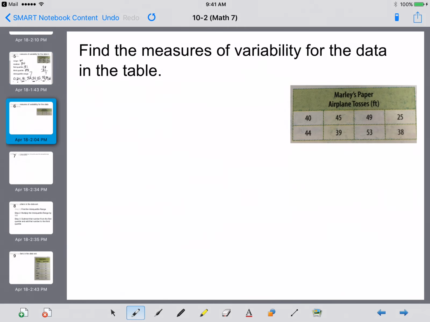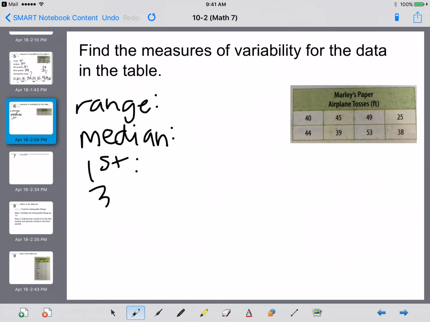So I want you to go ahead and pause and try this part on your own, and then compare with what I come up with. So the things we need to know are range, median. I'm going to start shorthanding things here. Our first quartile, our third quartile, and our interquartile range. Those are all of the things that are included in our measures of variability. So just like our measures of center were mean, median, and mode, measures of variability are range, median, first quartile, third quartile, interquartile range.